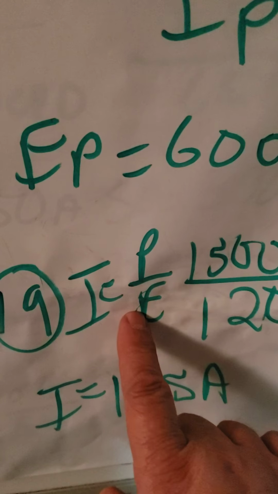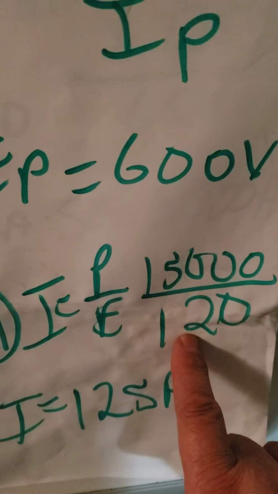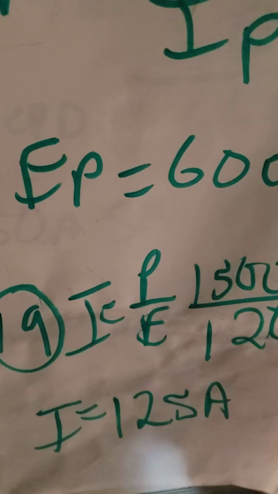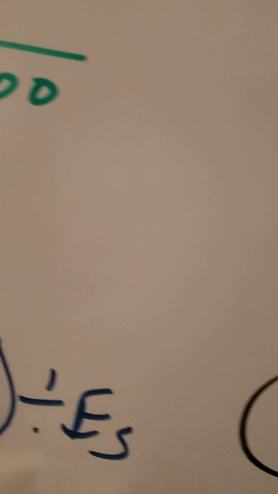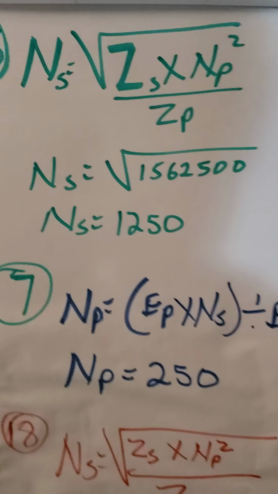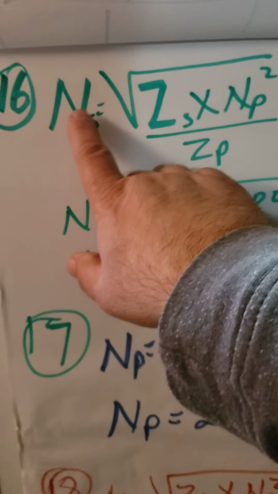I equals P divided by E. So I get the 15,000 divided by 120. And it gives me 125 amps. All right, number 16.